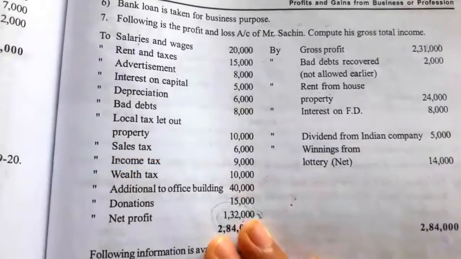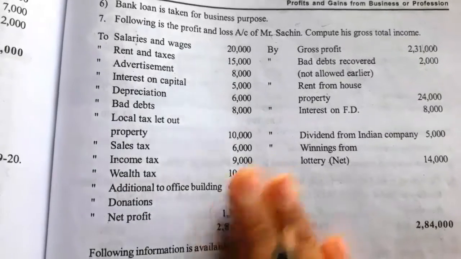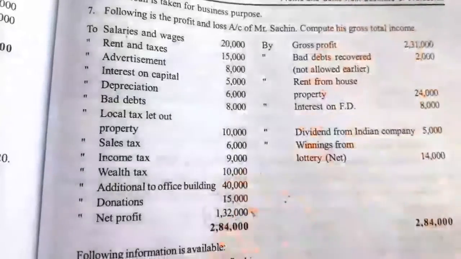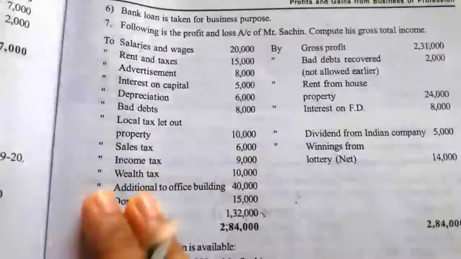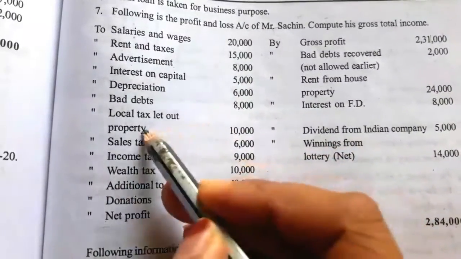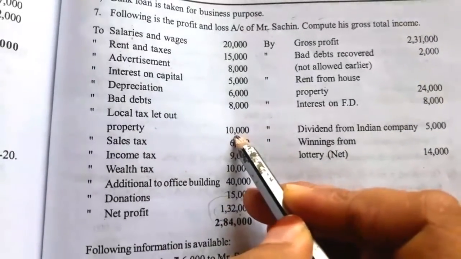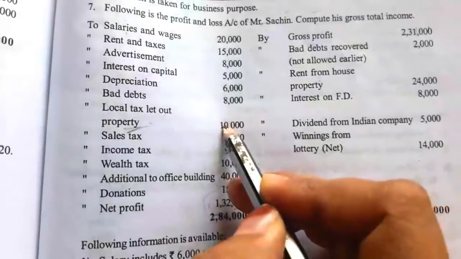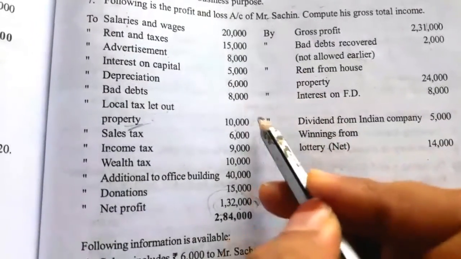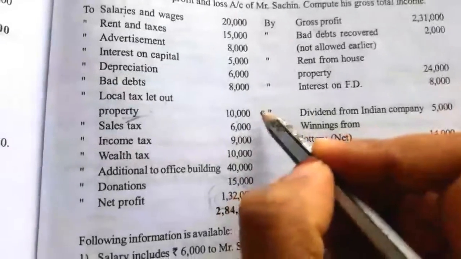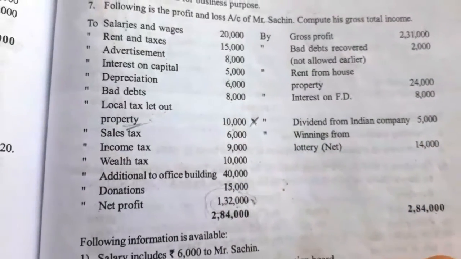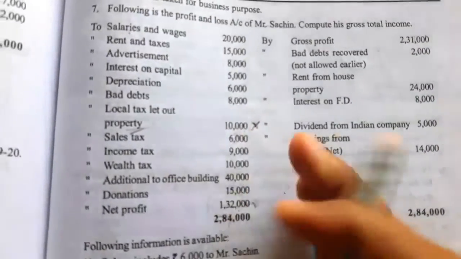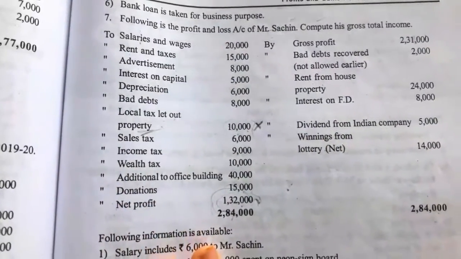So if any expense which is not relating to business is recorded, then the assessee will be cancelling that. For example, we can take local tax on a let out property. This is an expense incurred on a house property. It is not relating to a business. So now from this net profit, we have to delete this entry. We have to cancel one of our expenses which is debited, which is recorded in the profit and loss account. So how to cancel?